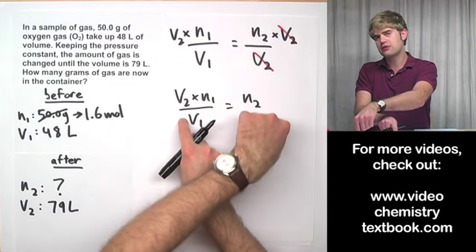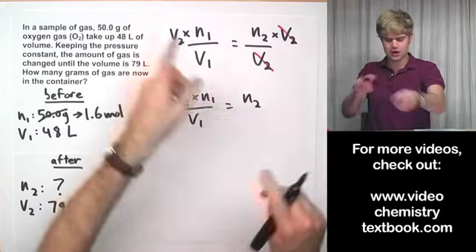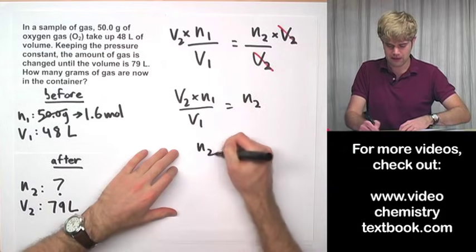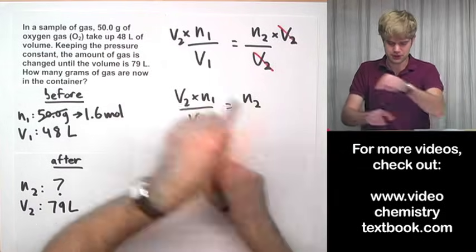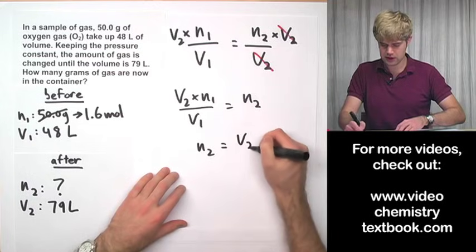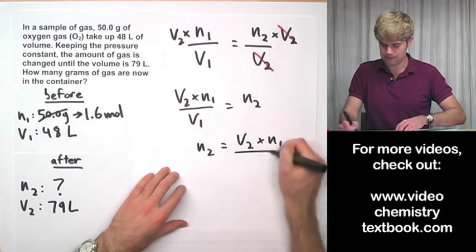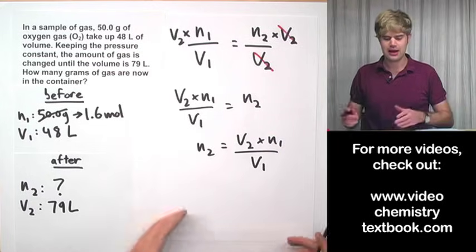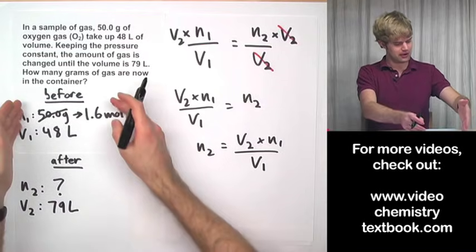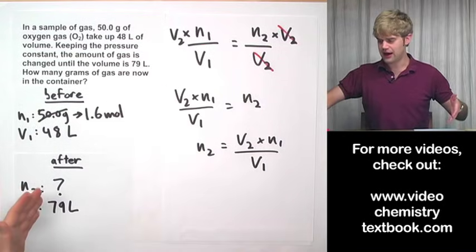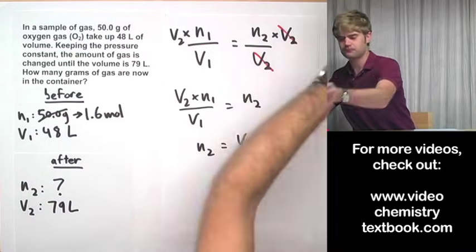Some people like having the variable that we're solving for on the left, so I'm just going to switch that real fast, but it doesn't make a difference. I'm just going to put it in reverse here, N2 equals V2 times N1 divided by V1. Now we're ready to take our variables that we've laid out here and plug them in.